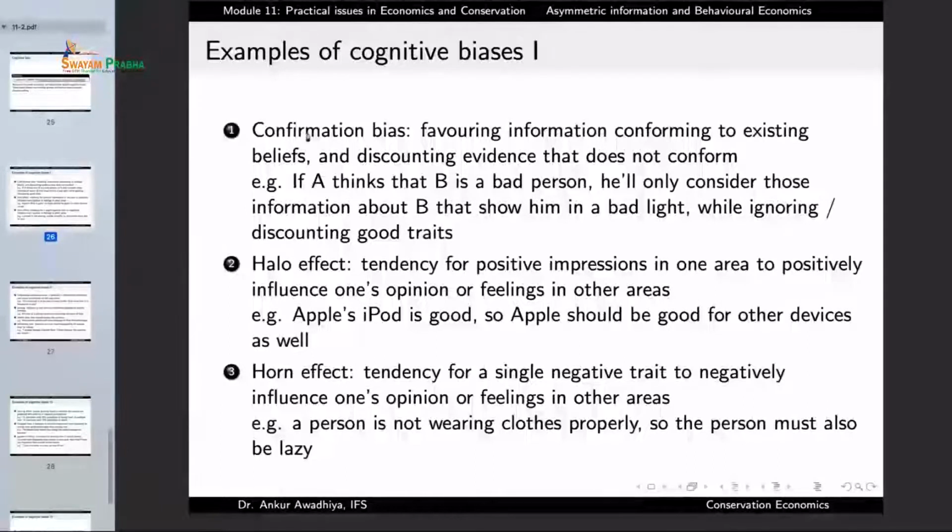Confirmation bias, favoring information conforming to existing beliefs and discounting evidence that does not conform to it. Example, if A thinks that B is a bad person, he will only consider those information about B that show him in a bad light while ignoring or discounting the good traits. What happens in the case of confirmation bias is that we have already a preconceived notion about something. And whenever we see something, whenever we get new information, we see the new information in the light of our preconceived notions.